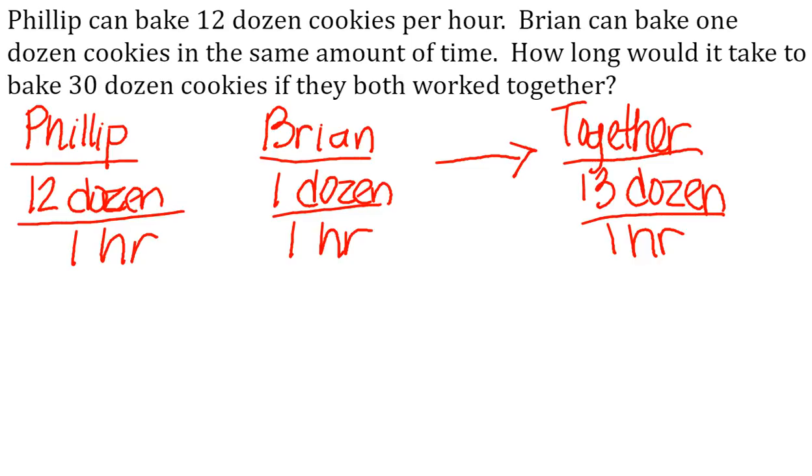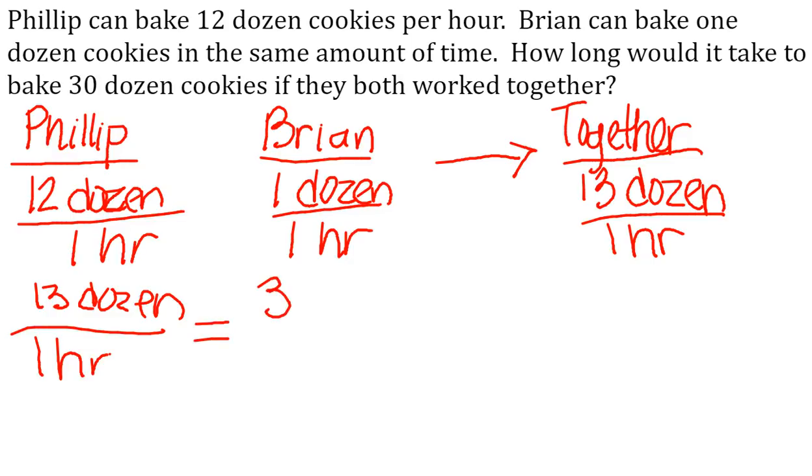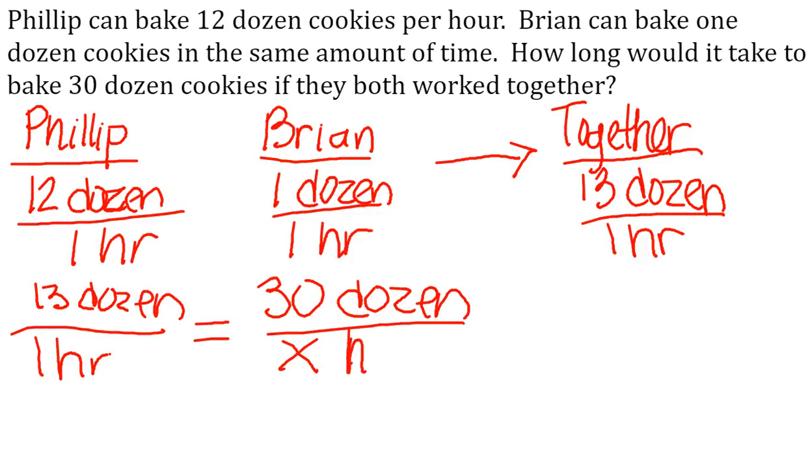Now, it's not asking us how many dozens they can bake in an hour. What it's asking us is how long will it take them to bake 30 dozen cookies if they are working together? So I need to take a look at the numbers, the ratio that I have. I have that they can bake 13 dozen in 1 hour, which means that that is proportional to the 30 dozen that we are trying to figure out in some number of hours. And when we don't know that number, we just make a variable. In this case, we're going to call it x number of hours.